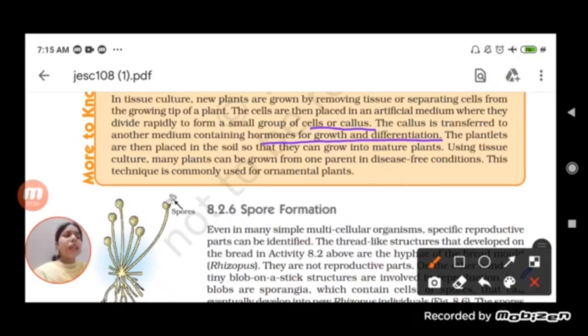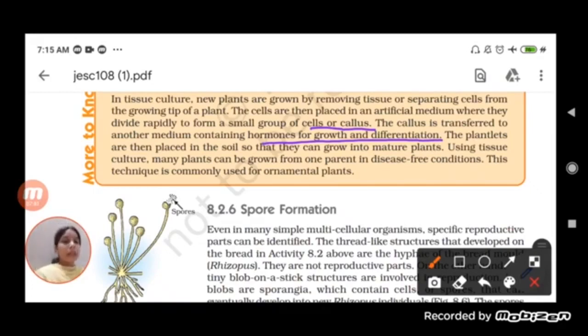Now the question arises, why are we doing so? What is the need for tissue culture? There are different plants that grow from different parts of the plant. That is one thing. But why are we artificially doing this, separating the tissues and growing the plants?